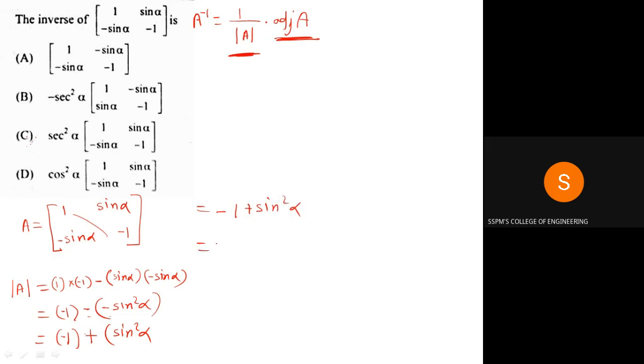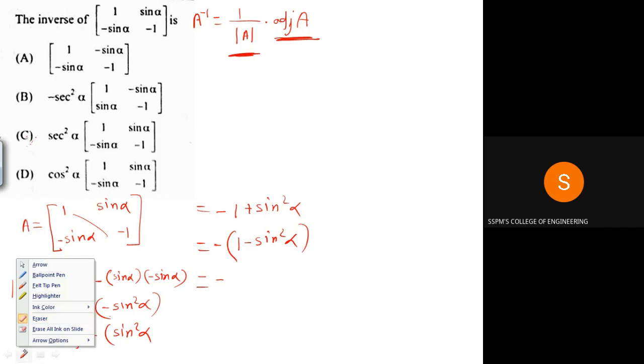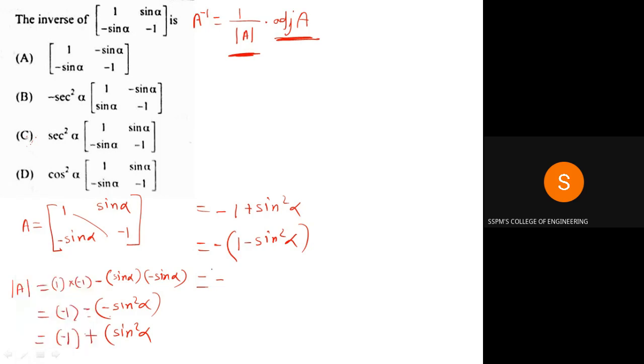If we take minus common, it becomes 1 minus sine square alpha. And what is 1 minus sine square alpha? It is cos square alpha.